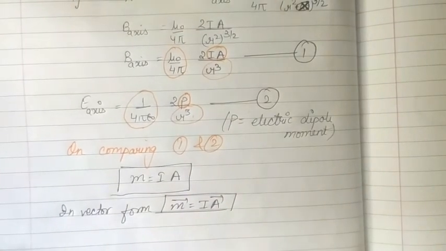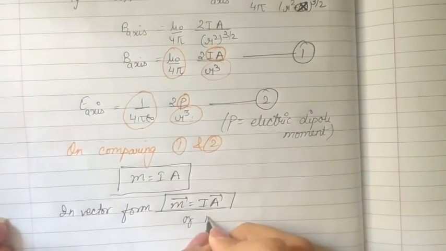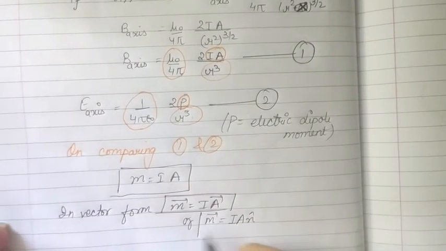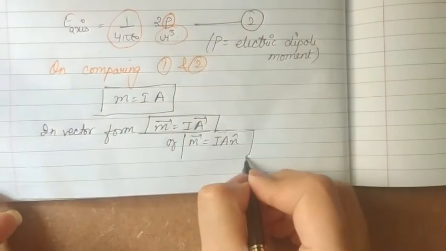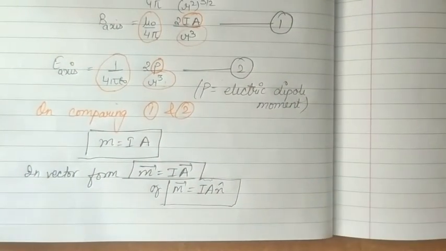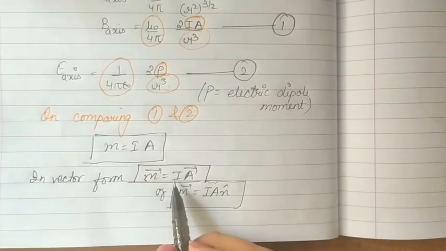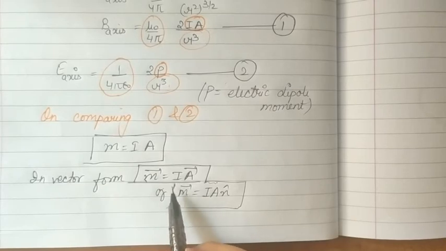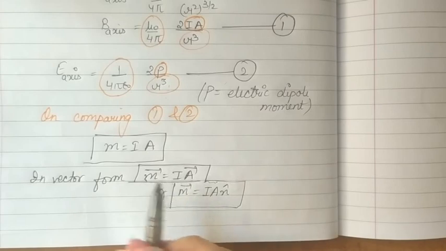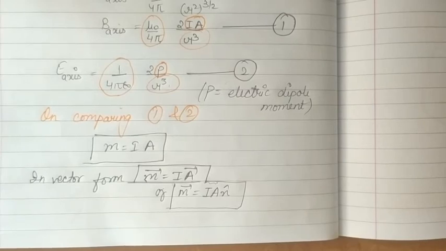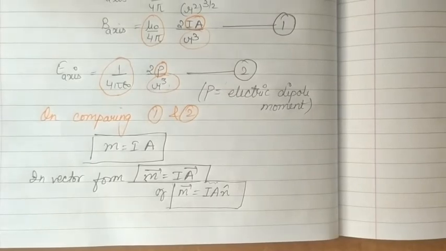M vector is equal to I A vector, or M vector is equal to I A n cap. What it shows is that the magnetic dipole moment of any current carrying loop is equal to the product of the current and its loop area, and its direction is defined to be normal to the plane of the loop, in the sense given by the right hand thumb rule.